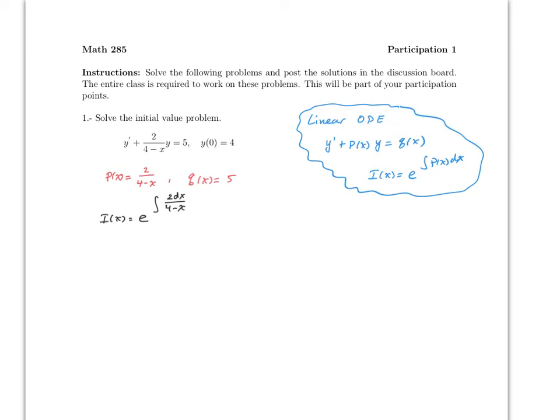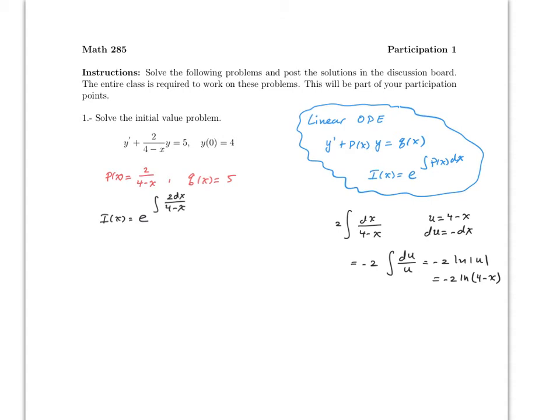So remember from calculus 1, if you want to integrate this it is just a basic substitution where u will be 4 minus x, so the du will be minus the dx, so this will be minus 2 the integral of du over u, which will be minus 2 ln of u, or minus 2 ln of 4 minus x.